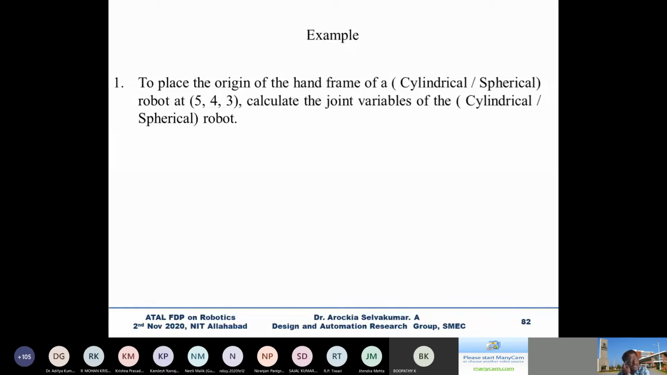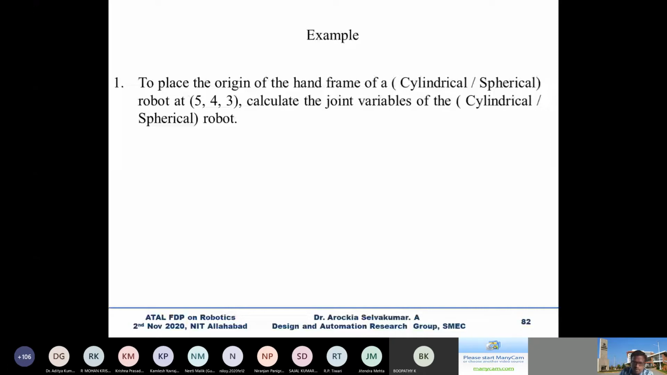Okay, so to place the origin of the hand frame of a cylindrical or spherical robot at 5, 4, 3, calculate the joint variable. This is for when you want to design a robot. The robot should reach 5, 4, 3. How can I relate whatever equations I have calculated, and derive the values of cylindrical or spherical coordinate parameters? You know that cylindrical has one rotation and two translations, and spherical has two rotations and one translation.